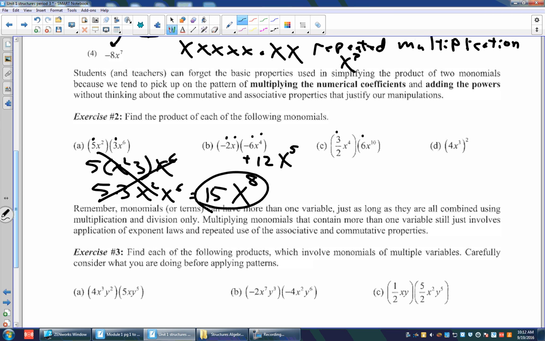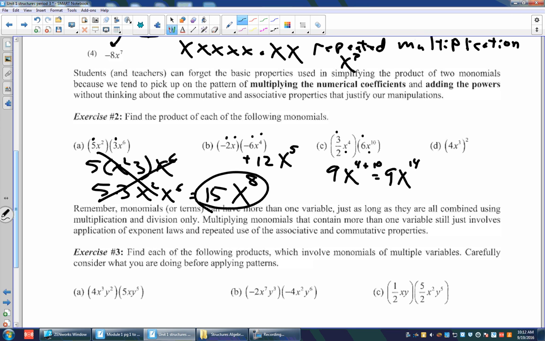So here, there's no addition or subtraction. That's 18/2, which is just 9. And x to the 4th times x to the 10th. Common base, we add the exponents. So that's just 9x to the 14th.